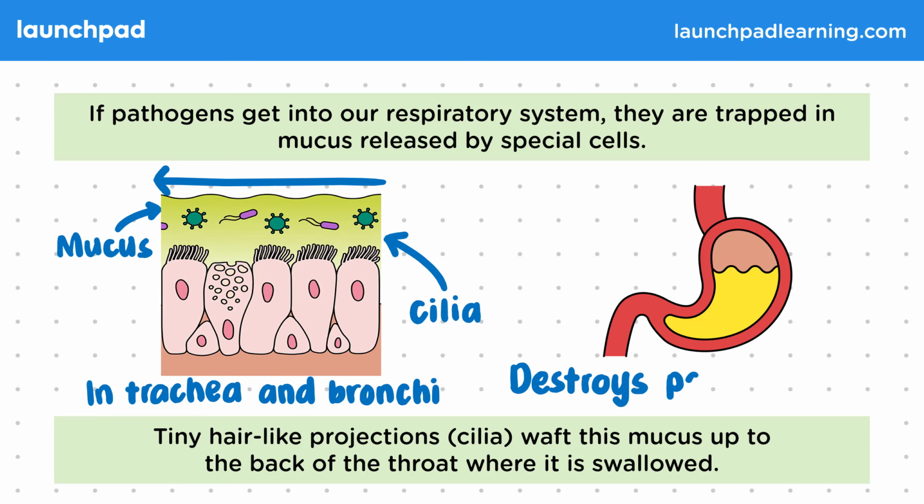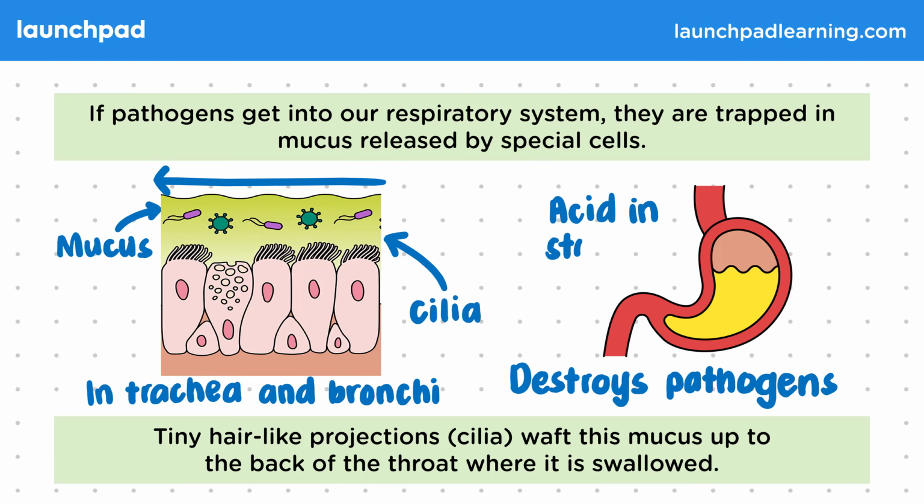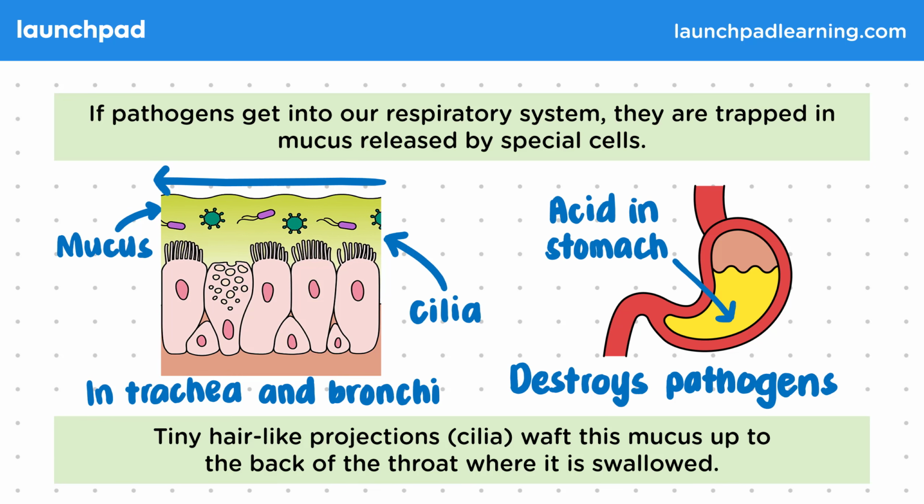When this mucus containing the pathogens is swallowed, the stomach acid destroys them. This acid also destroys any pathogens that may be found in the food you eat. So then, for the exam, you need to know that the trachea and bronchi are lined with mucus, trapping pathogens which then get wafted up to the back of the throat by cilia. When it gets to the back of the throat, this mucus is then swallowed, and the acid in the stomach destroys any pathogens that might be found in it.